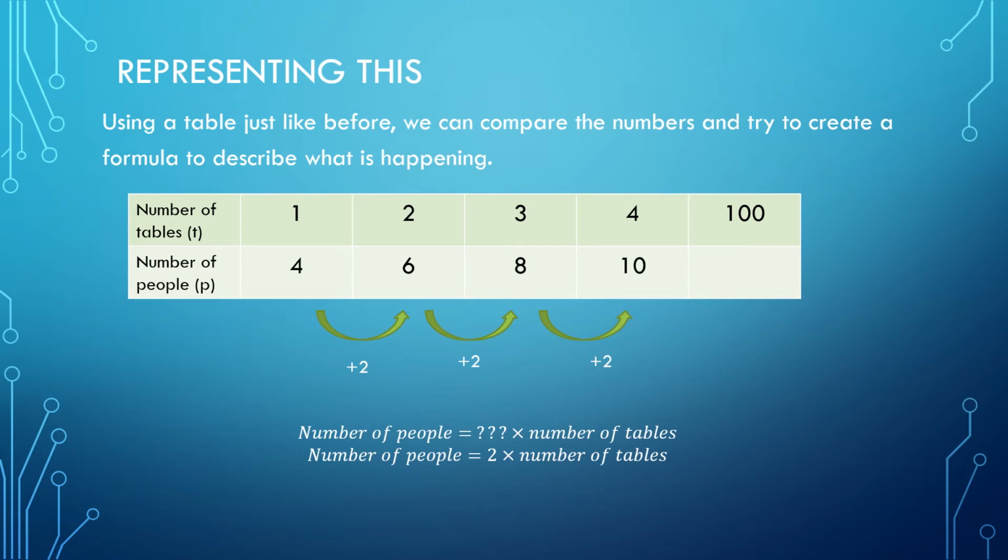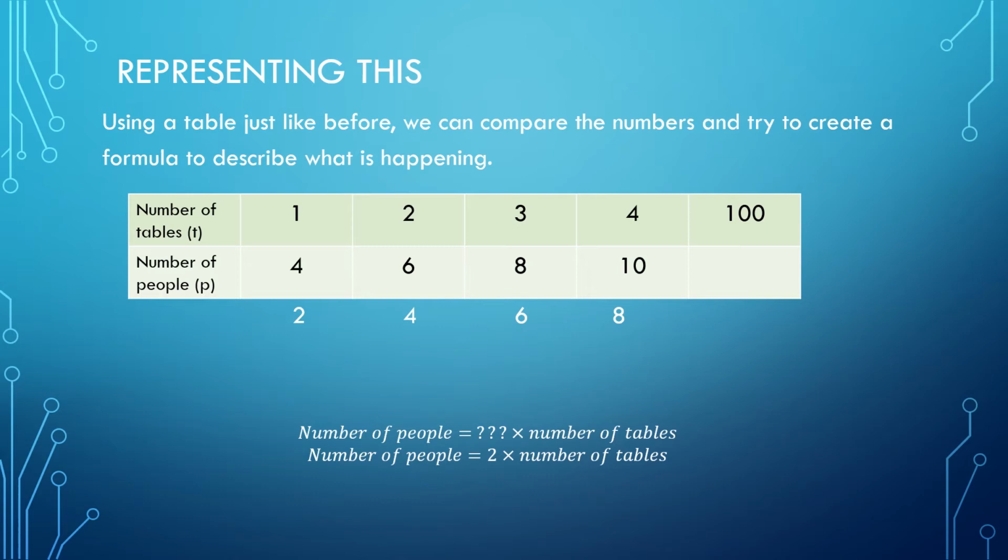Only this time when I go to check, if I've got 1 table, 1 times 2 is only going to give me 2 people. 2 times 2 is only going to give me 4. 3 times 2 is only going to give me 6. 4 times 2 similarly only going to give me 8. So I don't have the number that I need. What we can do when this doesn't work out exactly is adjust our number at the end to suit. Looking at the first table, how do I go from only having 2 people to having 4?